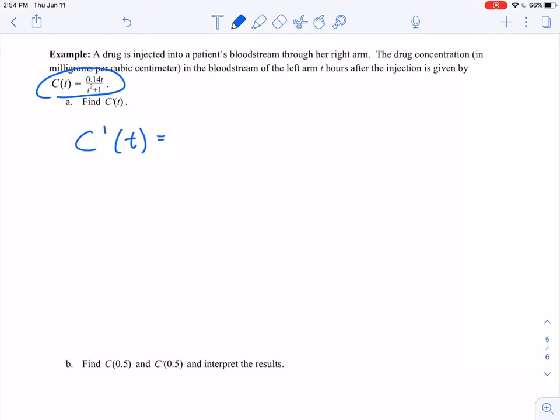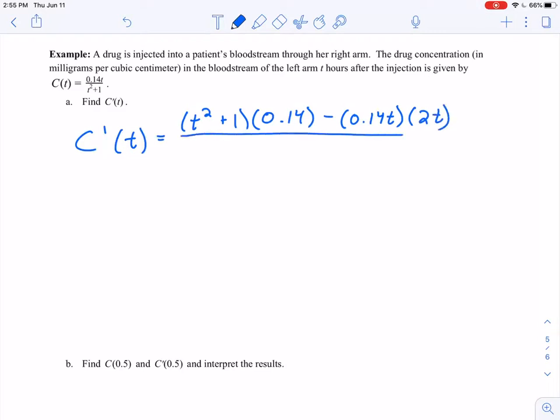I see that fraction, I immediately think quotient rule. So the quotient rule says low, that's going to be t squared plus 1. D high, derivative of my numerator, that's 0.14 t, derivative of my numerator just 0.14, excuse me. Minus high, that's 0.14 t. D low, derivative of my denominator, that would be 2t. Square the bottom, that's t squared plus 1 quantity squared, and away we go. So now we just need to simplify this expression.